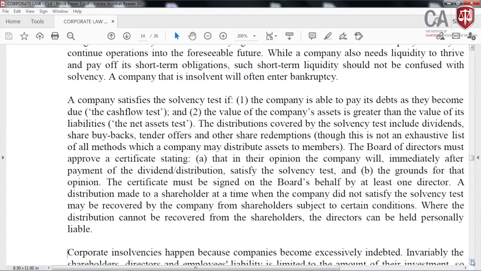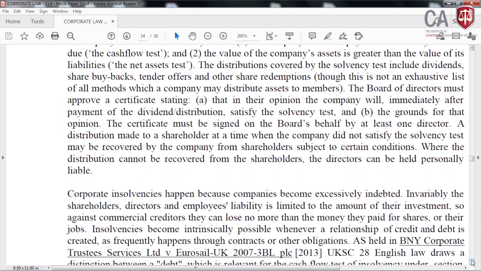A distribution made to a shareholder at a time when the company did not satisfy the solvency test may be recovered by the company from shareholders, subject to certain conditions. Where the distribution cannot be recovered from the shareholders, the directors can be personally liable in such a situation. That is because the directors have failed in their duty to do a proper analysis or judgment with regard to the solvency of the company.